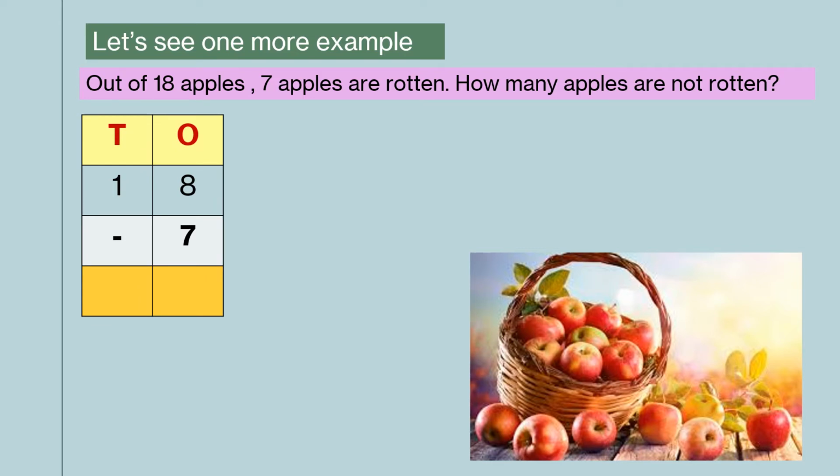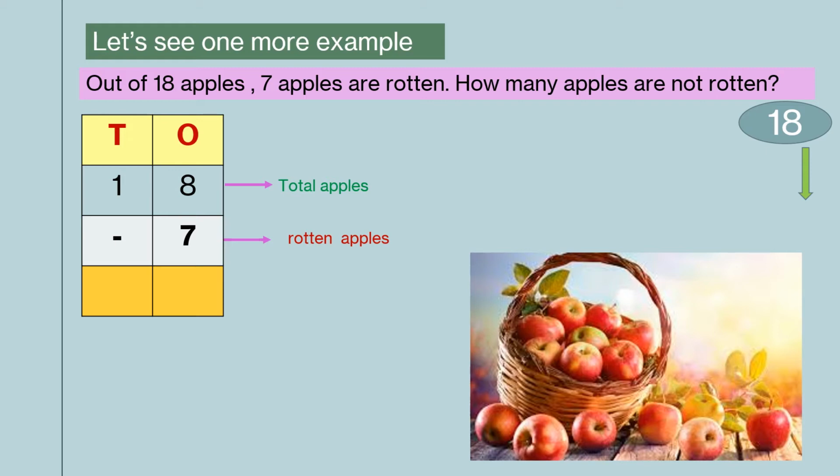18 is a bigger number, so I have written it on the top, and 7 I have written under the 18. So total apples are 18, 7 apples are rotten, so we have to keep 18 in our mind and count 7 backwards to subtract 7 from 18.